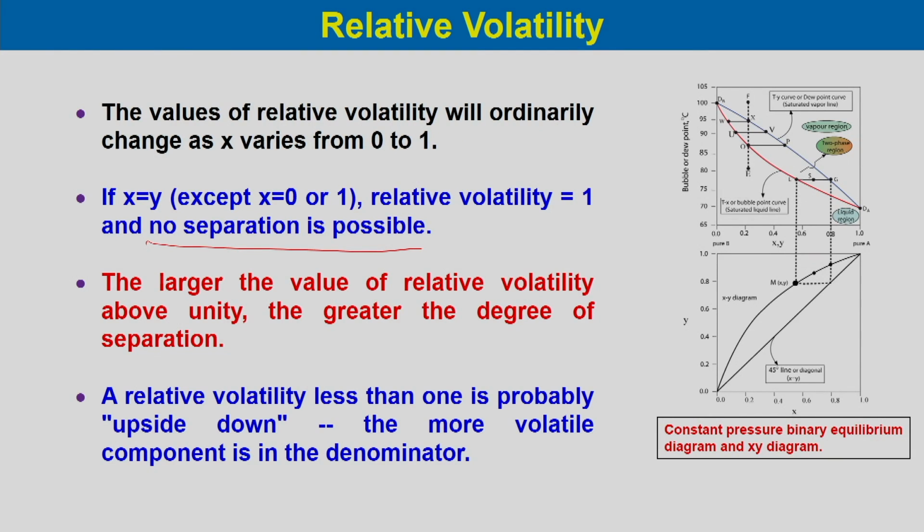A relative volatility less than 1 is probably just upside down, so that would be on this side. The more volatile component is in the denominator, which is not a case for separation by distillation. So, we generally look for a relative volatility of more than 1.